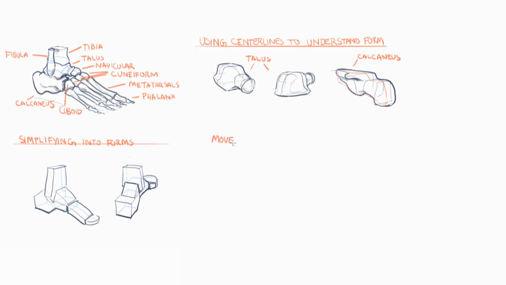Let's talk about some of the movements that the foot can do. In my primitive breakdown, I've separated each of the components based on where they can articulate, which is going to be at the ankle joint and the junction between the metatarsals and the phalanges. So this first position, I've just drawn the foot in a resting pose.